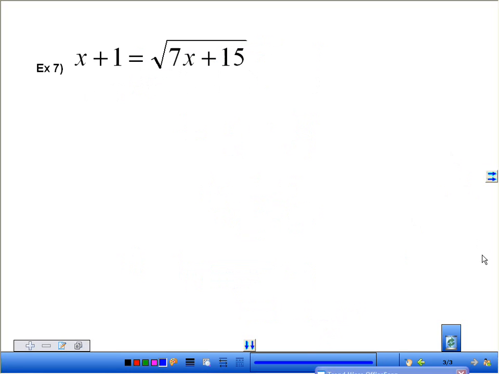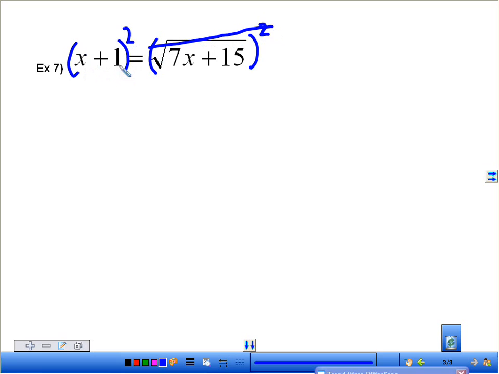Let's look at another example. This one, I can see right here that I still do have the radical already isolated by itself on one side. This is the square root of 7x plus 15, so I want to take this to the power of 2 in order to cancel out that radical. If I do it to the one side, I have to do it to the other side.